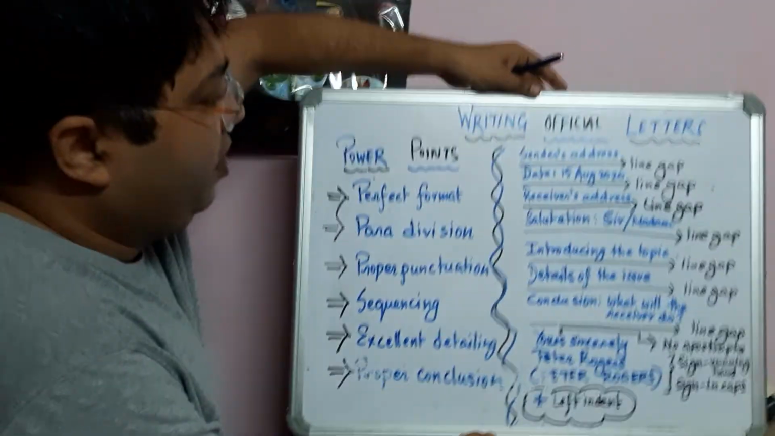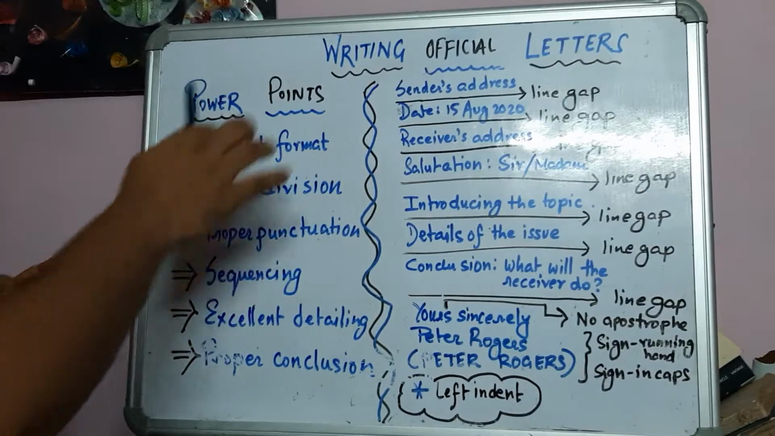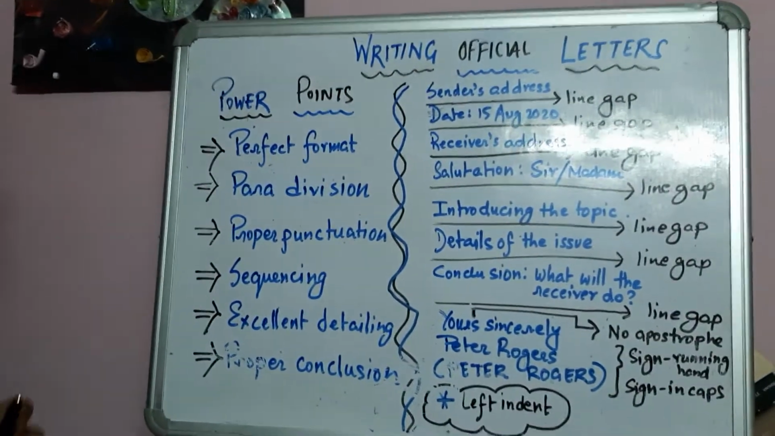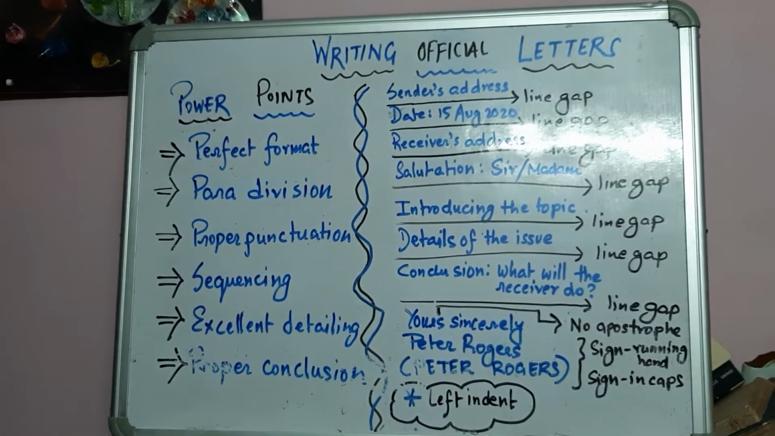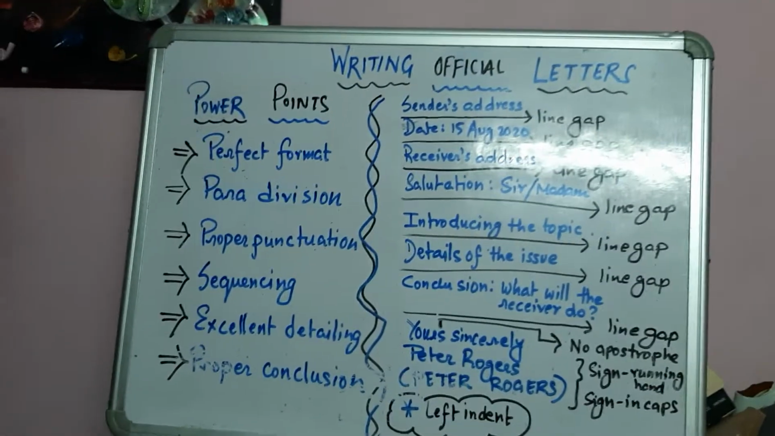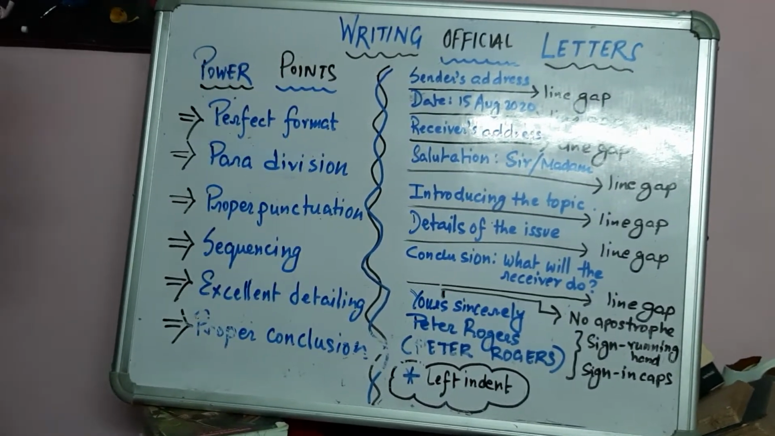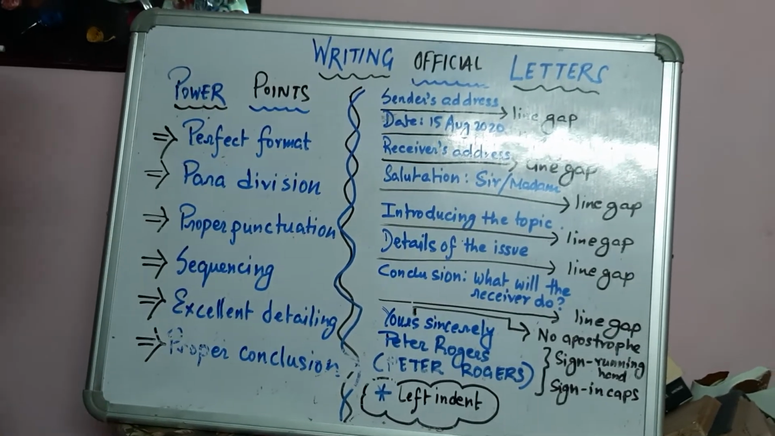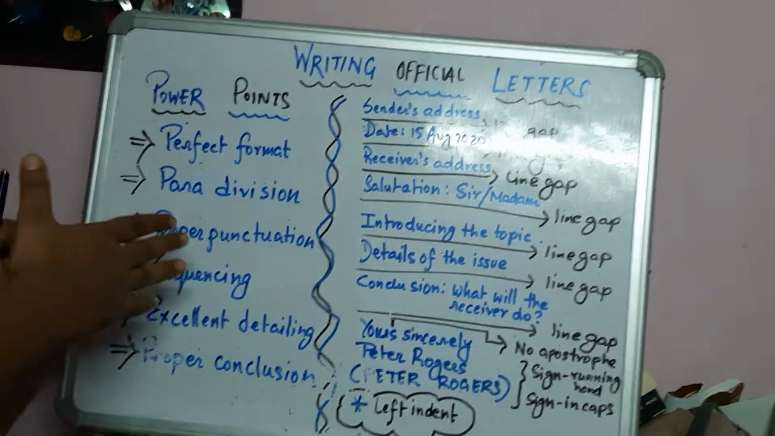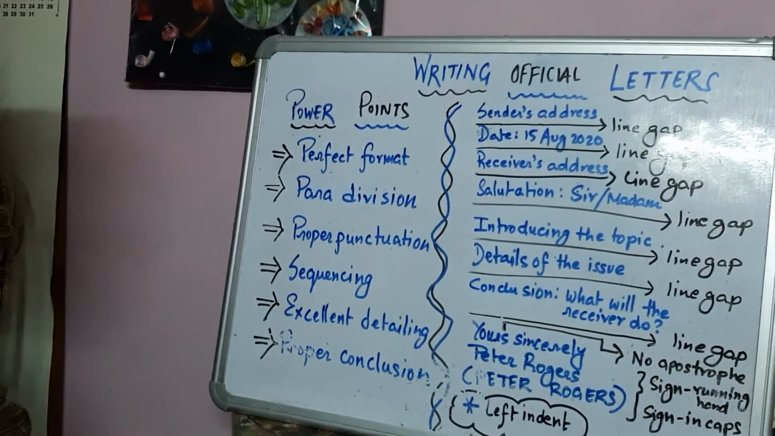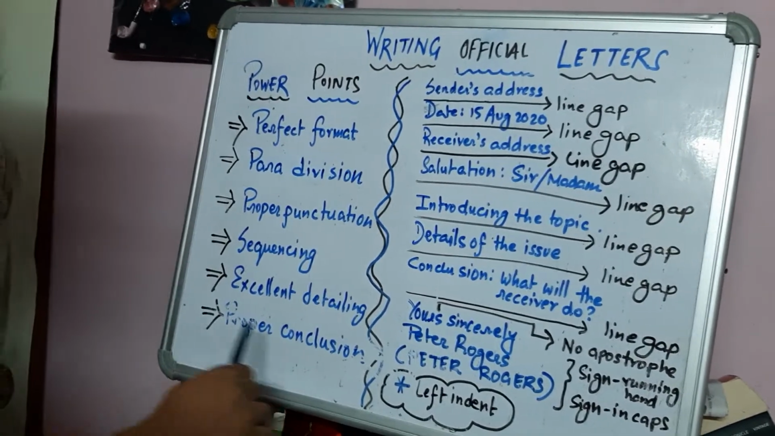As we turn this over, we find that while writing official letters, we need to have certain power points. Number one, perfect format. On an average, 1 mark for the format, but more importantly, a perfect format impresses the examiner. He or she will understand that this student knows how to write. Para division, very perfectly this needs to be followed. Proper punctuation marks. Sequencing means the order. That means the introduction, the explanation of the topic, and then the conclusion. Excellent detailing and the proper conclusion.